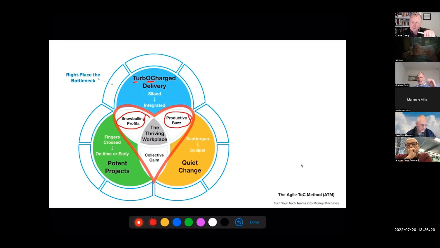So with the turbocharged stuff, we don't just put the bottleneck management stuff in that you could read about in The Goal. We actually make sure the bottleneck is in the right place.